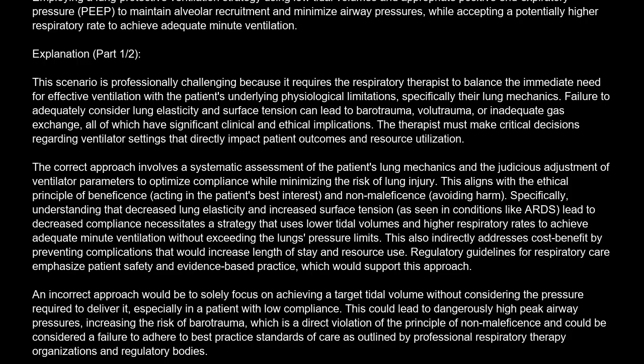An incorrect approach would be to solely focus on achieving a target tidal volume without considering the pressure required to deliver it, especially in a patient with low compliance. This could lead to dangerously high peak airway pressures, increasing the risk of barotrauma, which is a direct violation of the principle of non-maleficence and could be considered a failure to adhere to best practice standards of care, as outlined by professional respiratory therapy organizations and regulatory bodies.